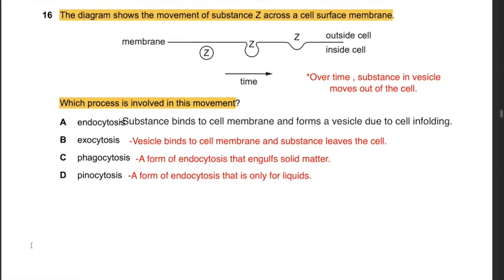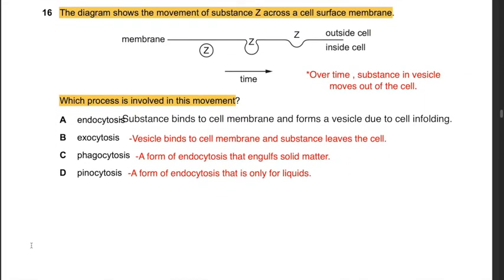Question 16. The diagram shows a movement of substance Z across the cell surface membrane. Which process is involved in this movement? As you can see, over time, substance in vesicle moves out of the cell, from inside the cell to outside. Therefore, it should be exocytosis. If you go to the answers, only answer B talks about exocytosis. All the other answers are a form of endocytosis. Hence, the answer is B.